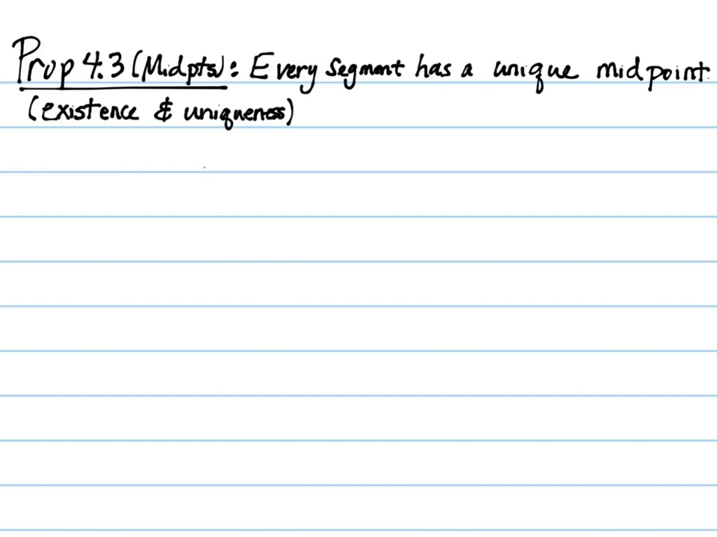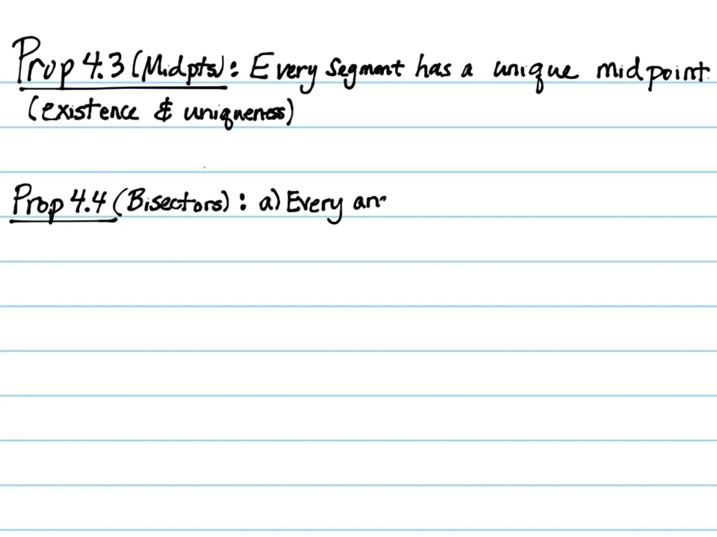And right along with that, we can cut segments in half, so to speak. That's something we're able to do, and we can do it in a unique way every single time. That is Proposition 4.4, which equivalently says the same thing about angles. So Proposition 4.4 is about bisectors in particular. This one has two parts. The first one is the equivalent of what we just did for 4.3. Every angle has a unique bisector. Right? If I can cut segments in half, so to speak, I can cut angles in half. That's what that's saying. And then on part B, I'll actually give you sort of a justification by picture in a moment on part A.